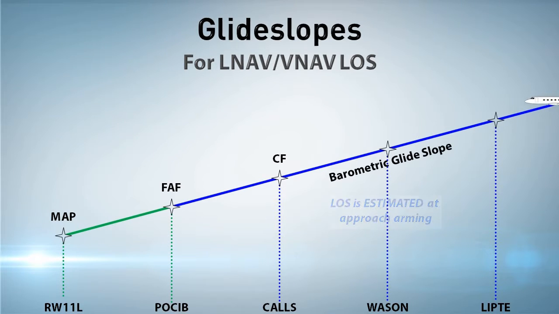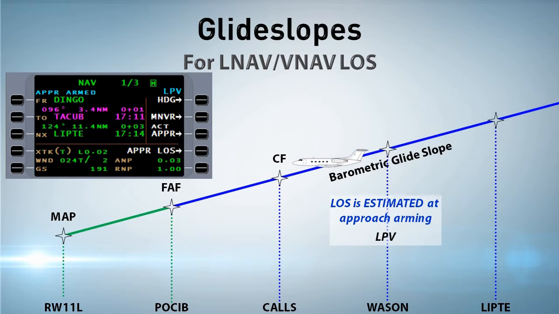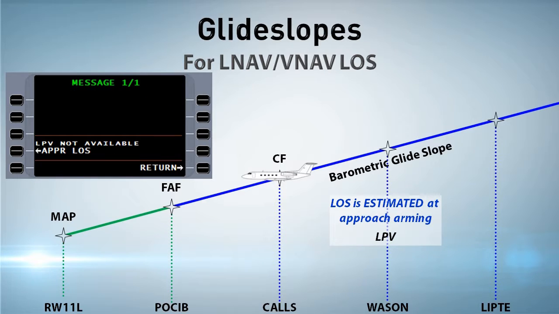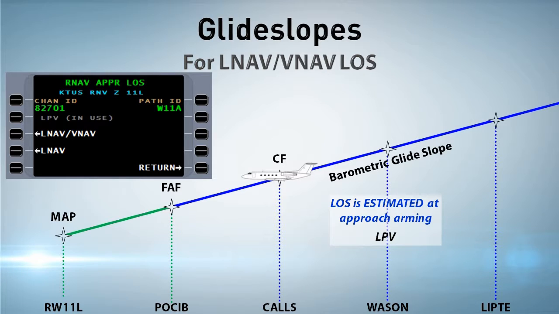When the approach is armed, the FMS estimates your level of service to be LPV. But when you arrive at the capture fix, the FMS alerts you that you cannot get LPV. You can only get LNAV/VNAV. The FMS will push a message which activates the message enunciator. It states LPV not available. You should manually press the Approach Level of Service line select key, which brings up the Level of Service page.